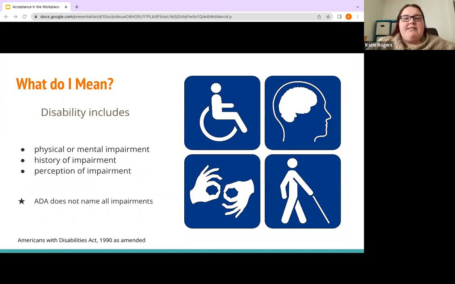So what do I mean? What does disability include? The Americans with Disabilities Act defines a disability as a physical or mental impairment that substantially limits one or more major life activities. It can also be a person who has a history or a record of such impairment, or a person who is perceived by others as having such an impairment. Now, the ADA does not specifically name all of the impairments that are covered, but that is the definition of disability as defined by the ADA.